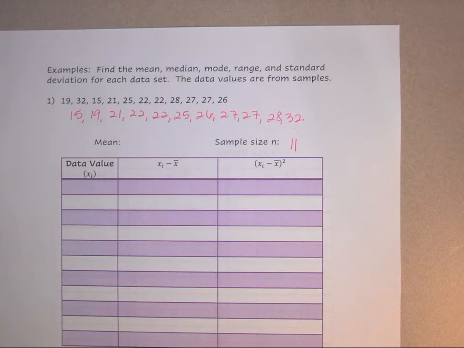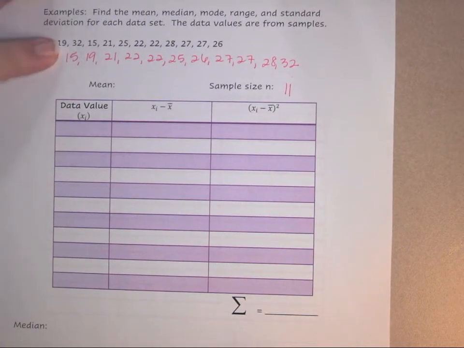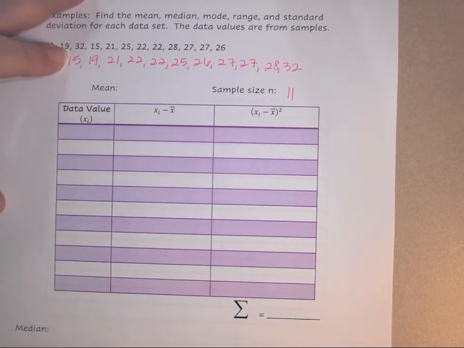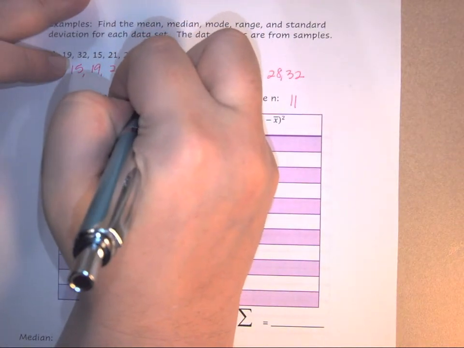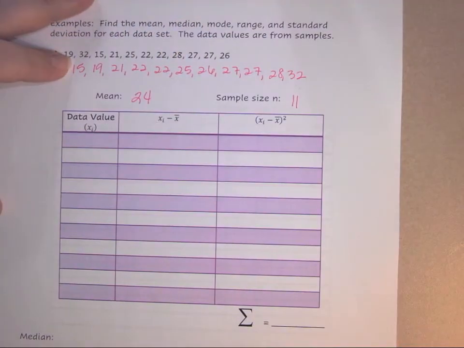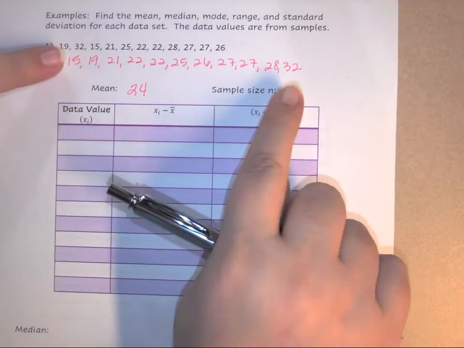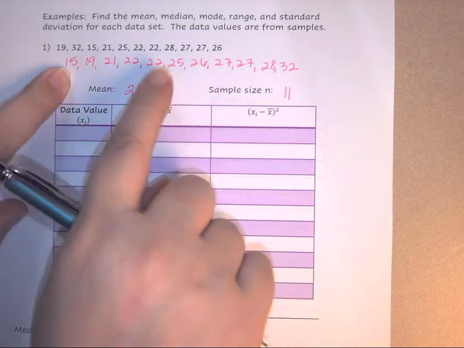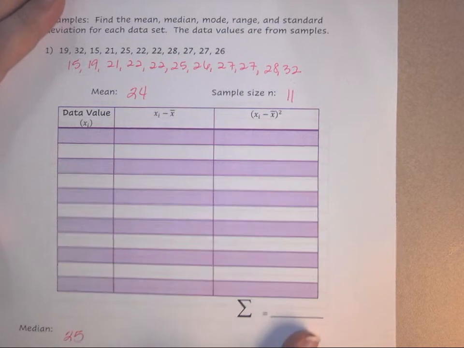So there's a few things that you need to remember. Again, your mean is going to be the sum of all the data divided by the number of points we have. So when you do that, you should come out with a mean of 24. Your median is the middle, so again you're going to start on the outer edges and work your way in, and we're going to come out here with a median of 25.